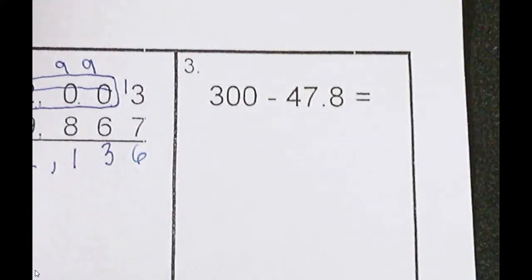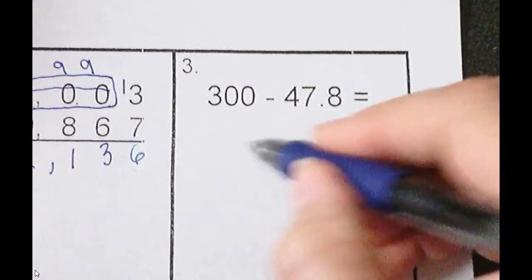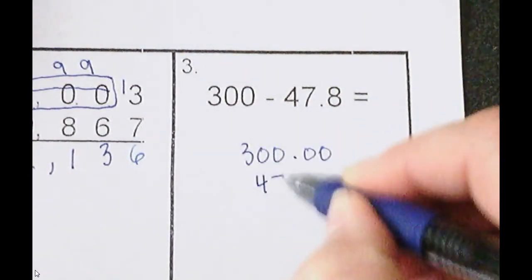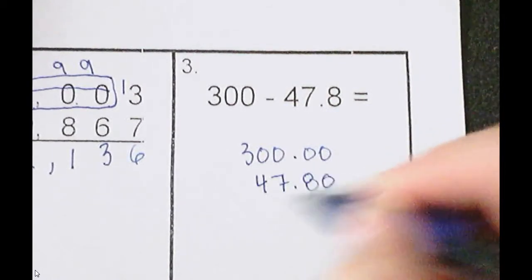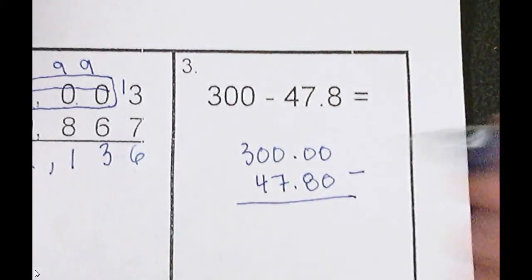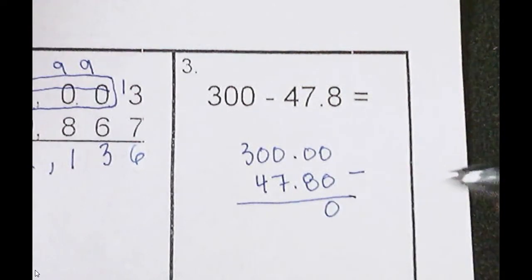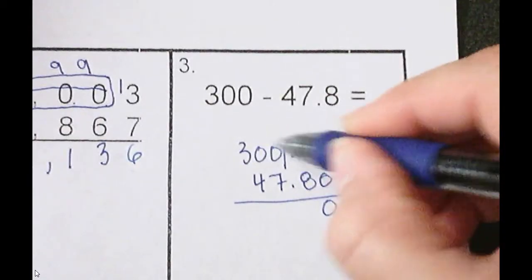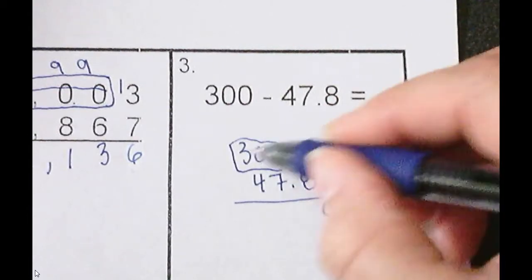All right, question 3. On the subtraction, do not change the order. This one's first, this one's second. That's $300. That's $47.80. Add your zeros. What's 0 minus 0? I hope 0. What's 0 minus 8? It won't work. Go next door.